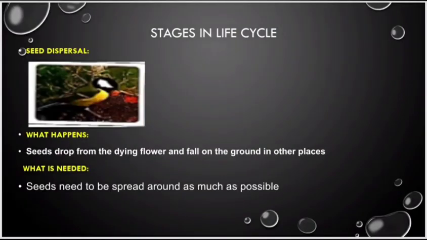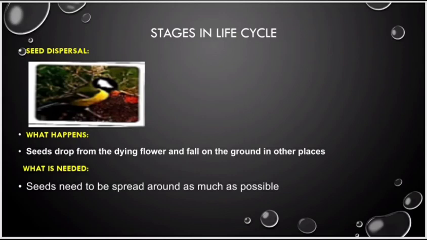Another stage in the life cycle of a plant is seeds dispersal. What happens during this process? Seeds drop from the dying flower and fall onto the ground in other places. What is needed? Seeds need to be spread around as much as possible. As you remember from our discussion about seeds dispersal, seeds can be dispersed in different ways. It can be by wind, animals, or even explosion.